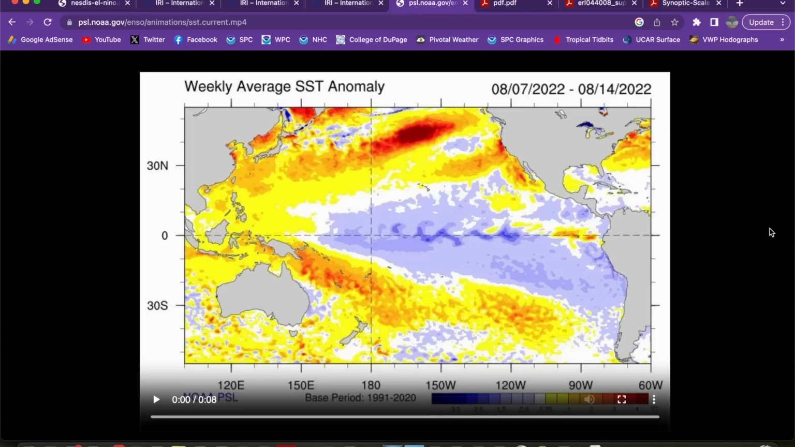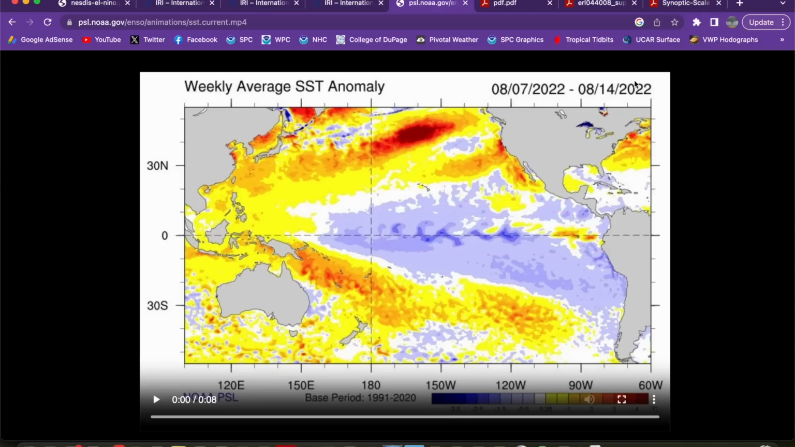Now this map here is going to show how sea surface temperature anomalies have progressed since last year. This starts in August of 2022, and this shows weekly average sea surface temperature anomalies. The blue colors are cooler than normal sea surface temperatures, and the yellows, oranges, and reds are warmer than normal sea surface temperatures. And once again, we're focusing on this equatorial Pacific region right in here, that region of the Pacific right along the equator.